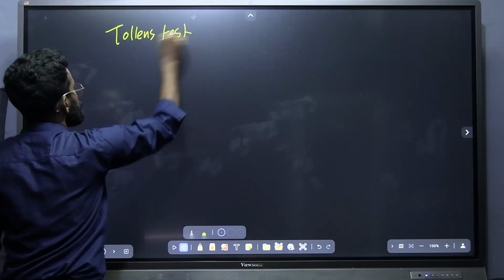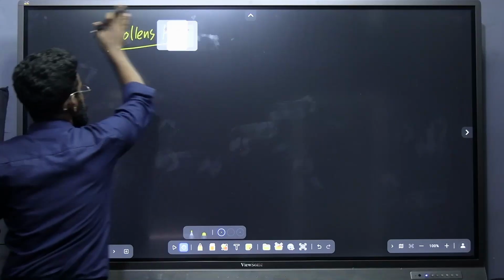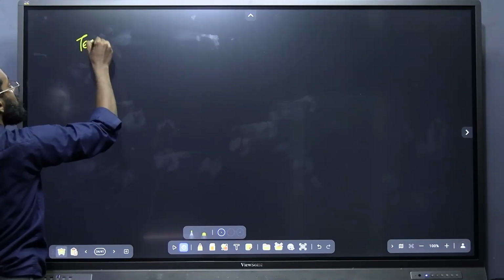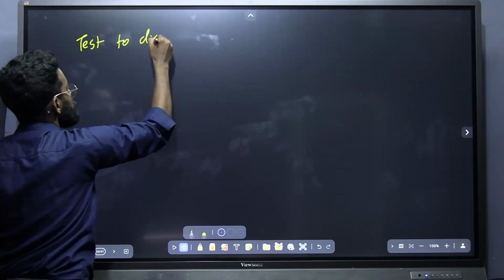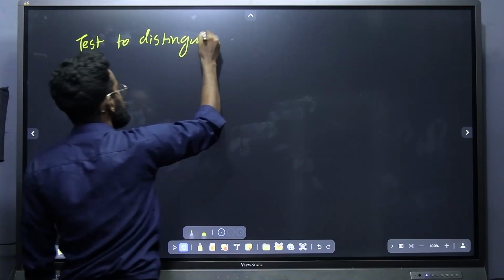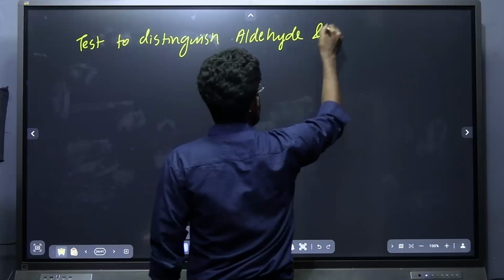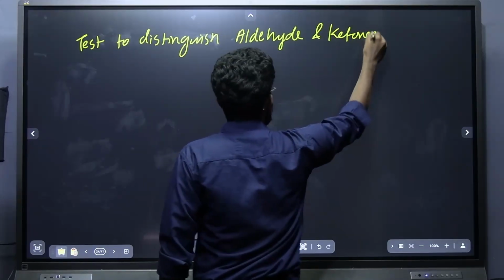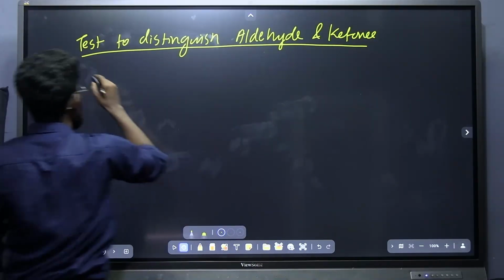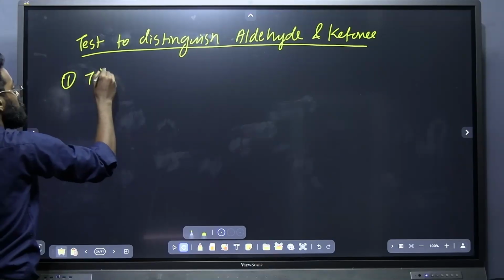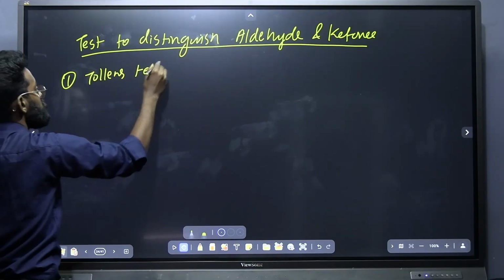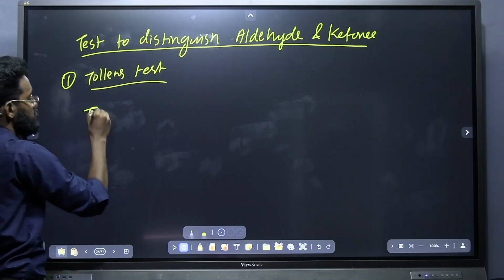Okay, first of all, Tollens test. What is Tollens test and Fehling test? Tests to distinguish aldehyde and ketone. Test to distinguish aldehyde and ketone. First one is Tollens test. Tollens test, what is Tollens reagent?